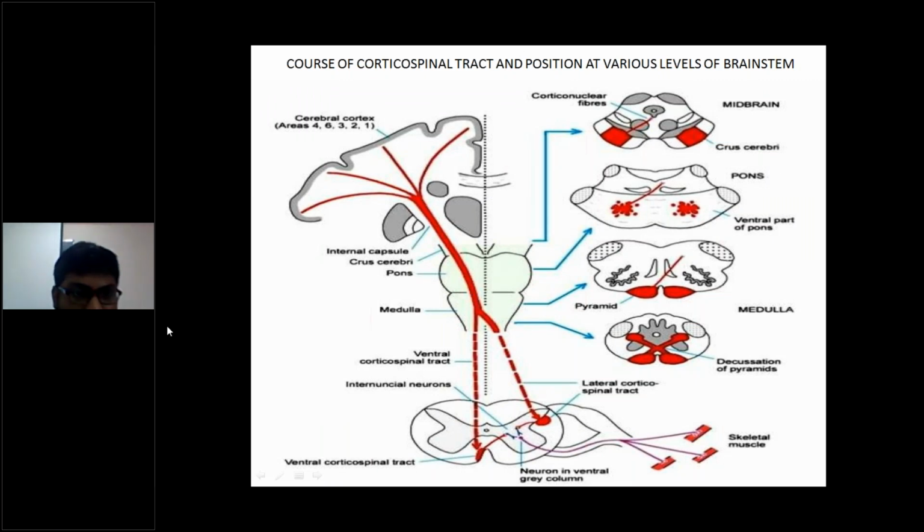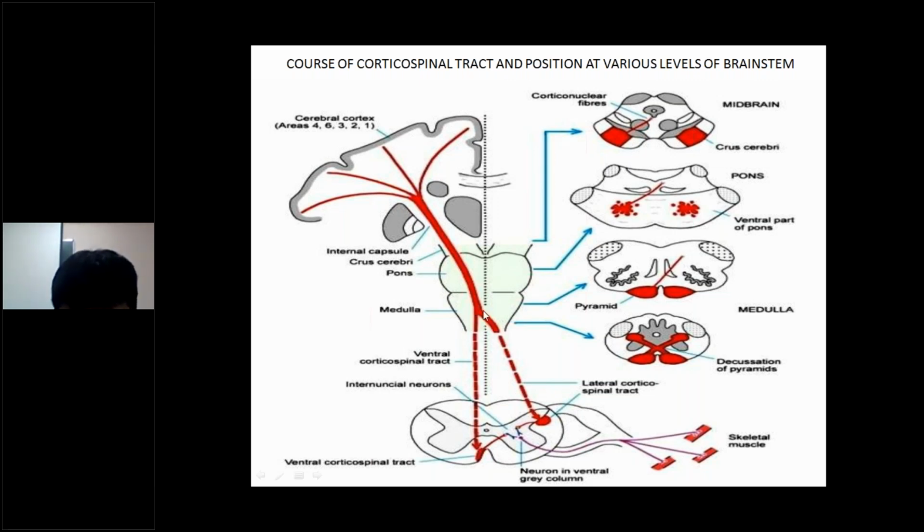Corticospinal tract. See, the corticospinal tract is the descending tract, right? It arises from the cerebral cortex, areas 4 and 6, layer 5. This is the corticospinal tract passing through the internal capsule, right? Internal capsule. This is the midbrain, crus cerebri, right? This is the pons, medulla, the lower part of the medulla, decussation.